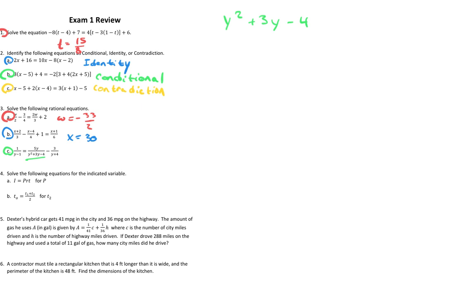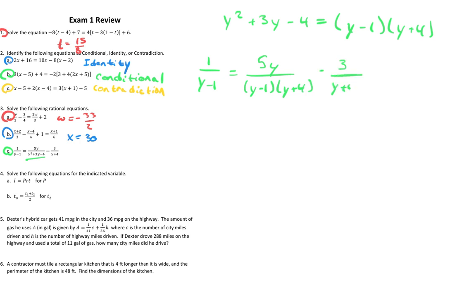So 4 times negative 1 is negative 4. 4 plus negative 1 is 3. So that means that this is the same thing as y minus 1 times y plus 4. Okay, so we're going to use this to substitute it right there. So writing everything out, we have 1 over y minus 1 equals 5y over y minus 1 times y plus 4 minus 3 over y plus 4.